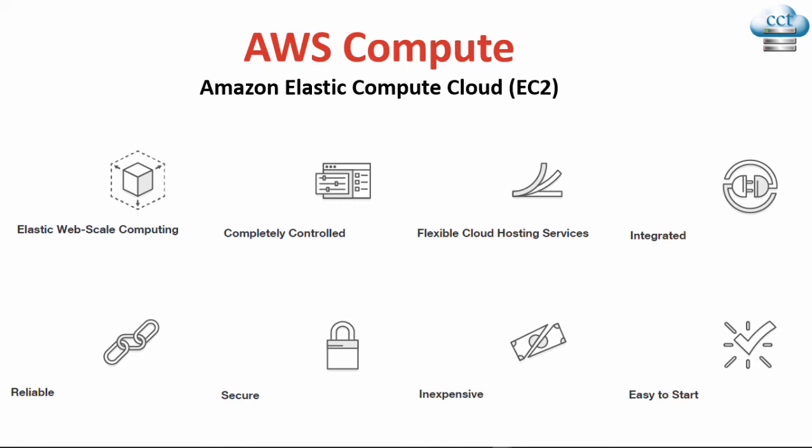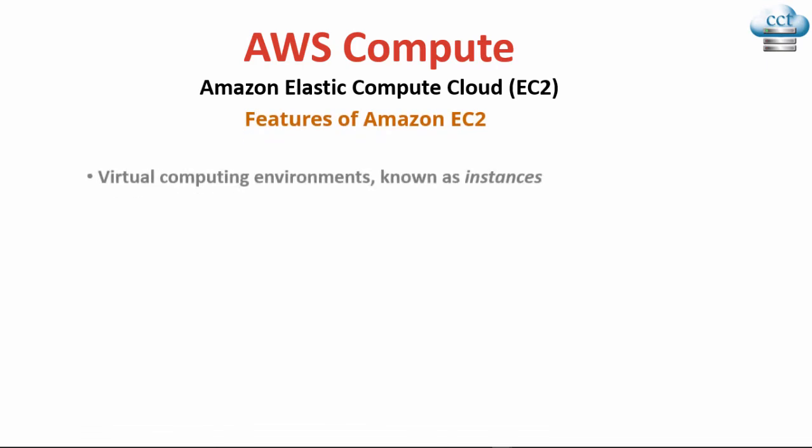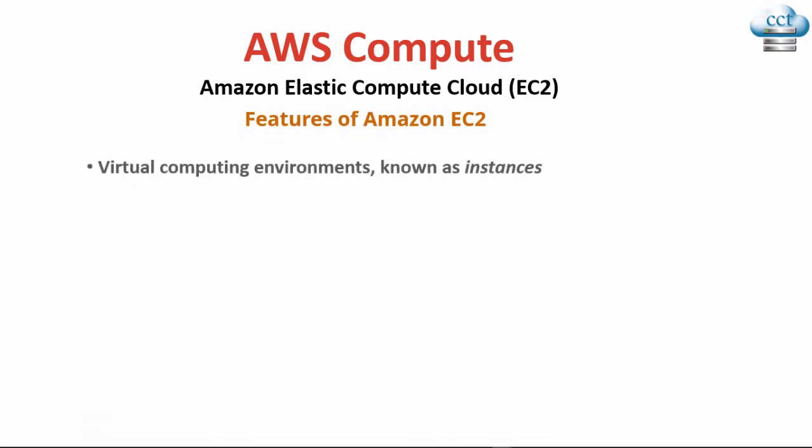Okay, let's move on to some more features of EC2. It's virtual computing environments known as instances. So every time you fire up an EC2, it's known as an instance, an EC2 instance. Pre-configured templates for your instances known as Amazon Machine Images, also known as AMIs. The package of the bits you need for your server, including the operating system and additional software.